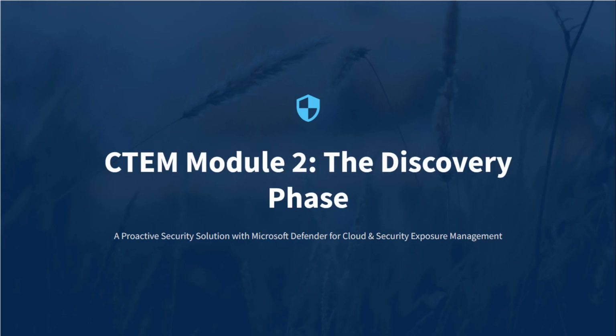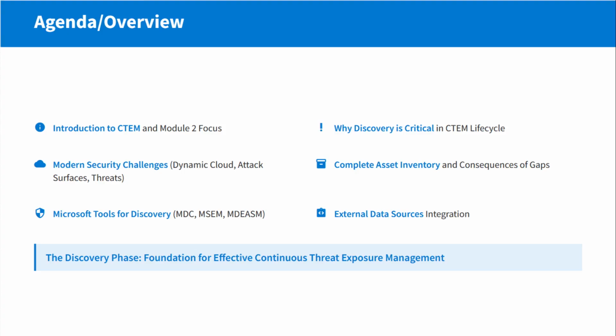Back in Module 1, we covered the basics of Continuous Threat Exposure Management, CTEM for short. If you missed Module 1, I encourage you to watch it. The link is in the description below. In a nutshell, CTEM is a sort of framework that creates the foundation for a proactive cybersecurity approach that continuously identifies, prioritizes, and mitigates risks across your digital landscape. The goal is to reduce exposure before attackers can exploit it.